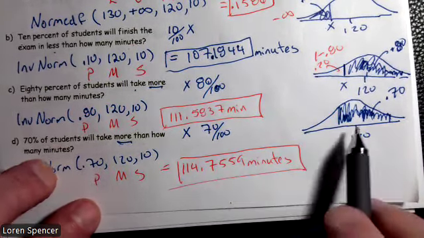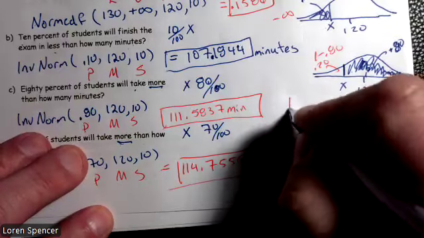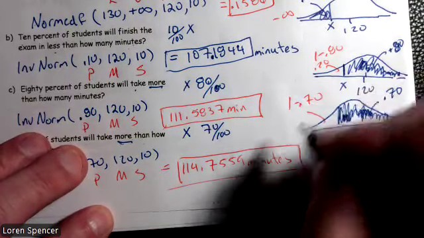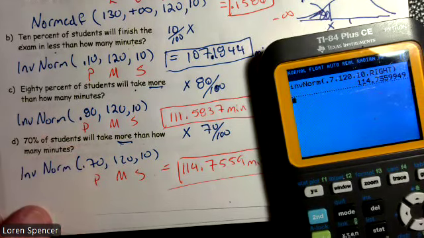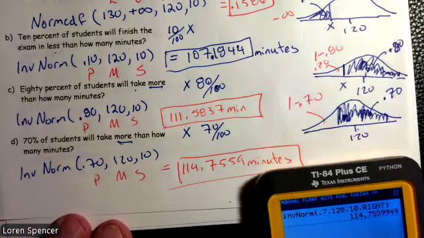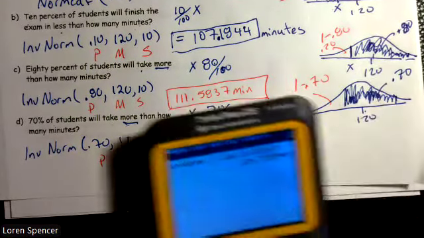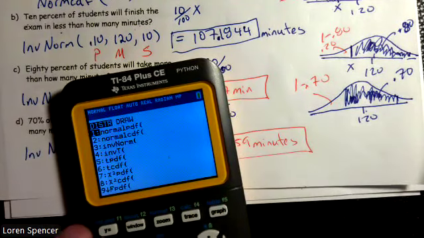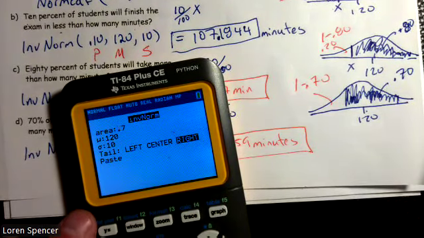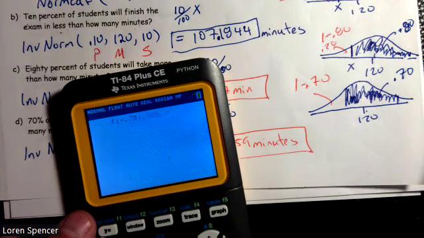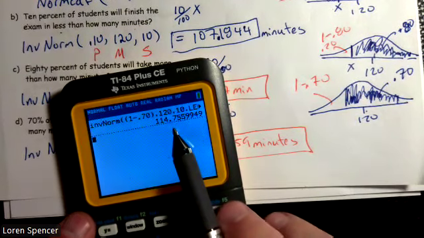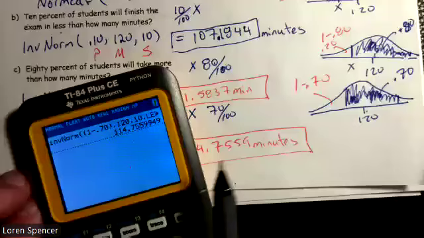Again, if your calculator doesn't work that way, then you're going to have to go 1 minus 0.70, which gives you 0.30. And you'd plug in 0.30 and you would get exactly the same answer. Let's go ahead and do that real quickly. So second vars, inverse norm, parenthesis 1 minus 0.70, and we're shading from the left, and we get 114.7559, which is exactly what we had.